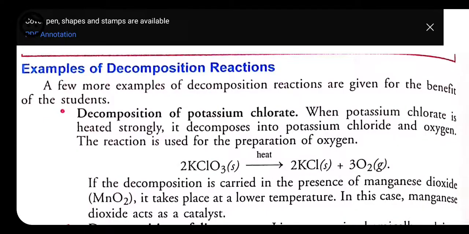So here see the first example of decomposition reaction, that is potassium chlorate. On heating potassium chlorate, it decomposes into potassium chloride plus oxygen gas. So here decomposition is due to the heating of potassium chlorate, then it will break or split into two substances, that is potassium chloride and oxygen. Because here the decomposition is carried out due to heat, that's why it is a thermal decomposition reaction.